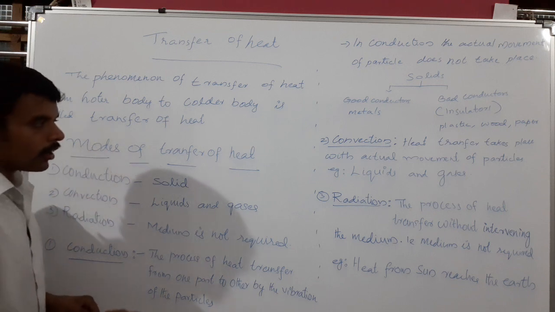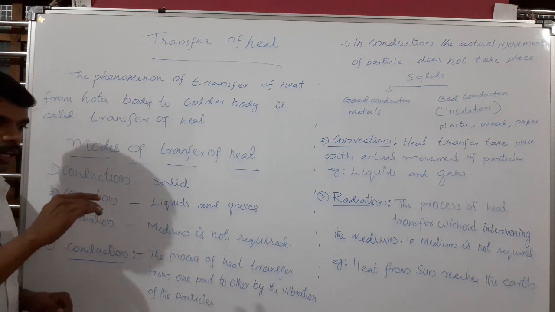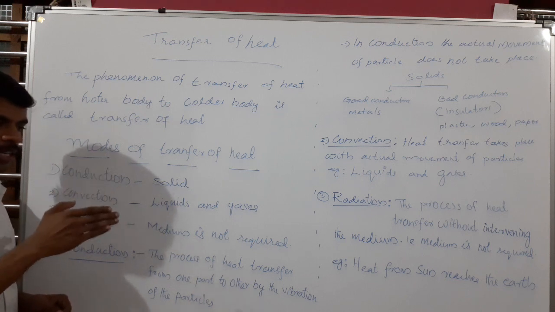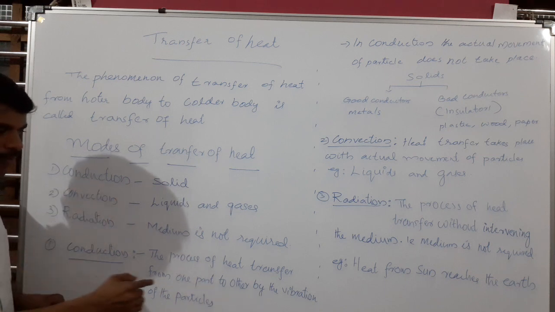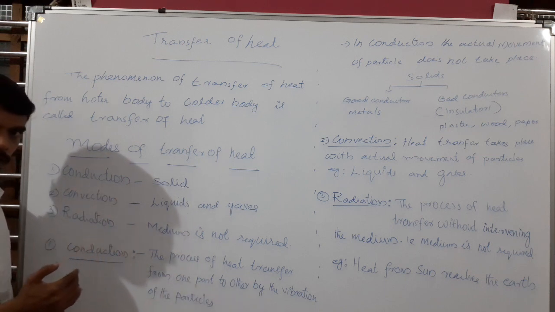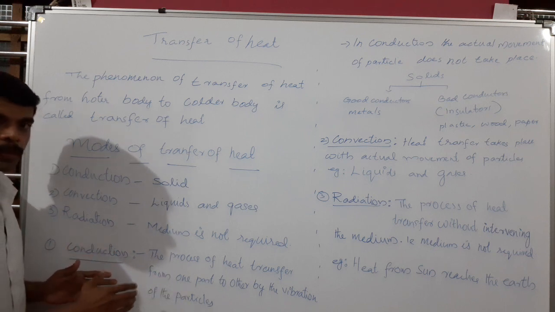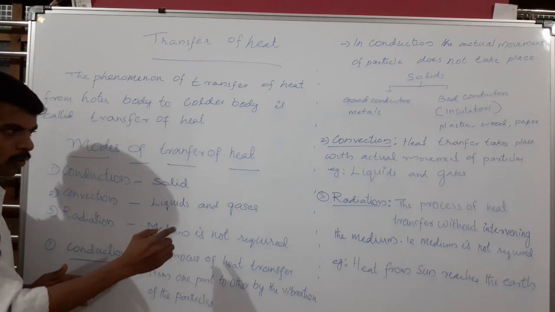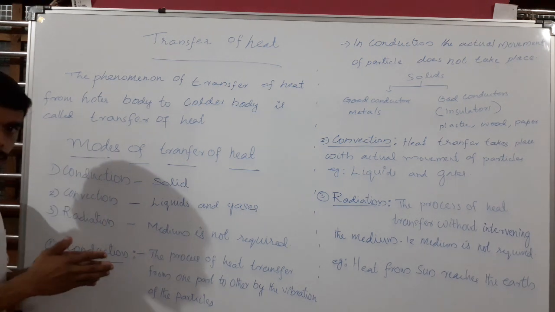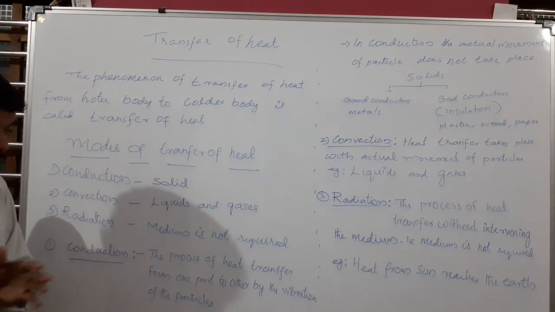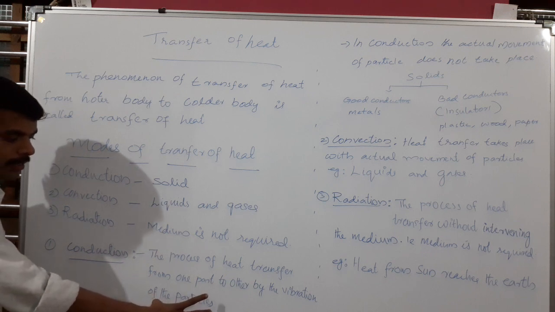For example, if you are considering a swing, it will oscillate from a fixed point in either direction. The same way, the particles also will vibrate, but there is no displacement of the particle. Though the particle is vibrating, it is not displaced from one point to another point. So there is no actual movement in this case.